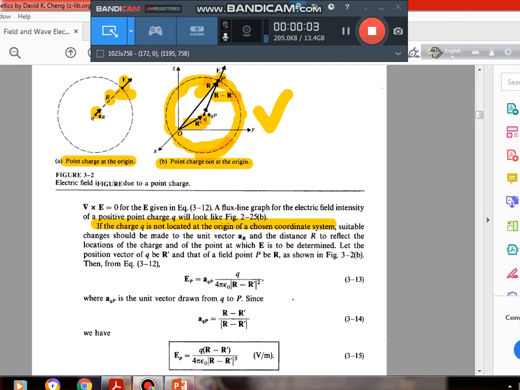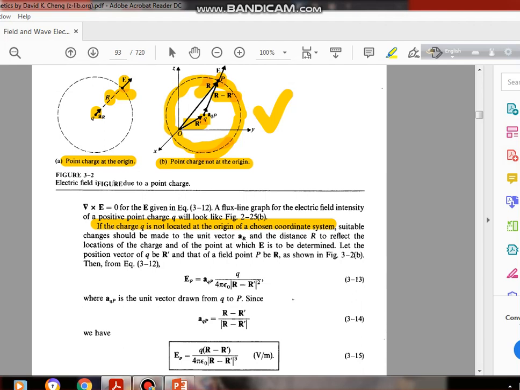In Coulomb's law, if the charge q is not located at the origin of a chosen coordinate system, suitable changes should be made to the unit vector a_r. The unit vector will be changed like this. We have to take a reference point O and two other charges.